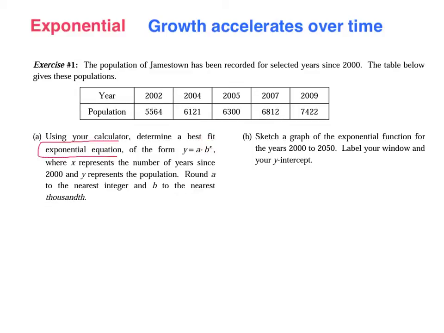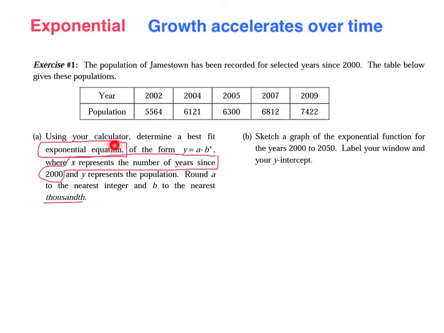So that's the first thing I'm going to highlight. In the form y equals a times b to the x, where x represents the number of years since 2000. I'm going to highlight that as well. And y represents the population. Round your a and b to the nearest thousandth. Now, there's two bear traps in here. First of all, you have to be smart enough to read this and say it says exponential, not linear. We spent a lot of time earlier in the year doing linear regression.